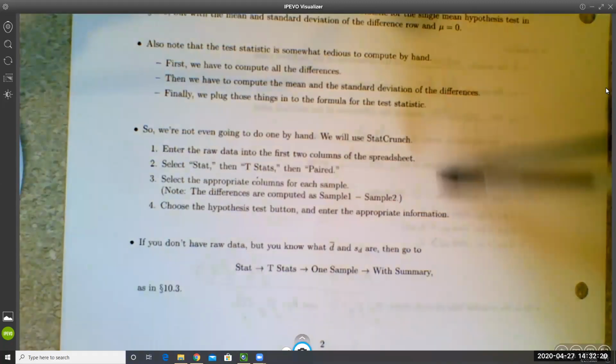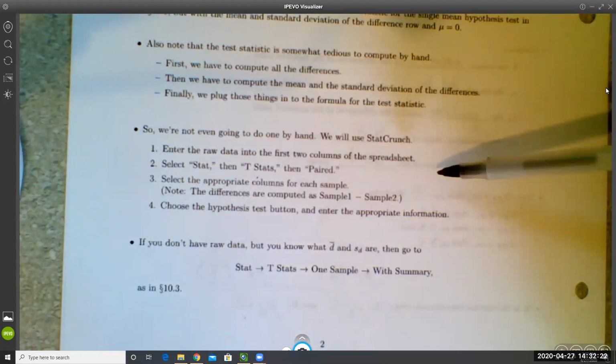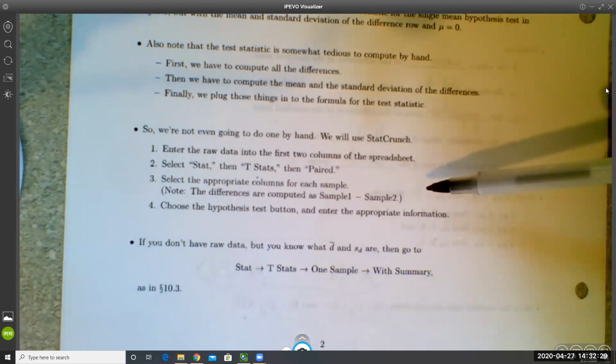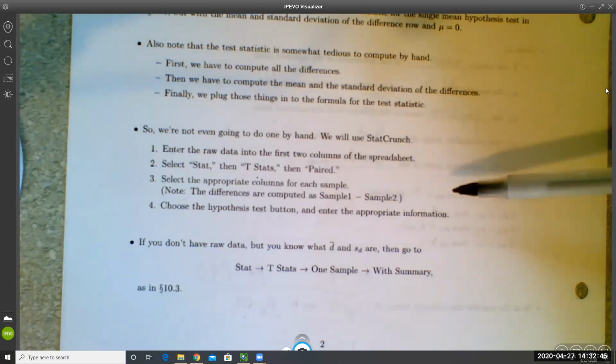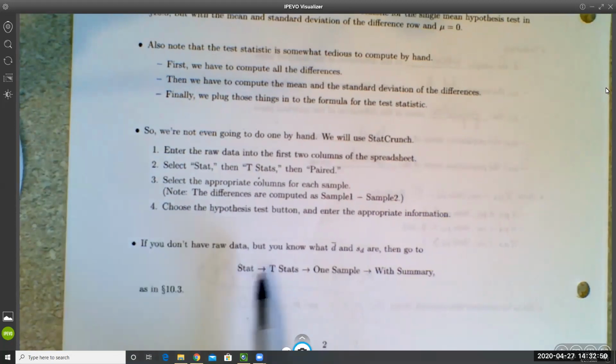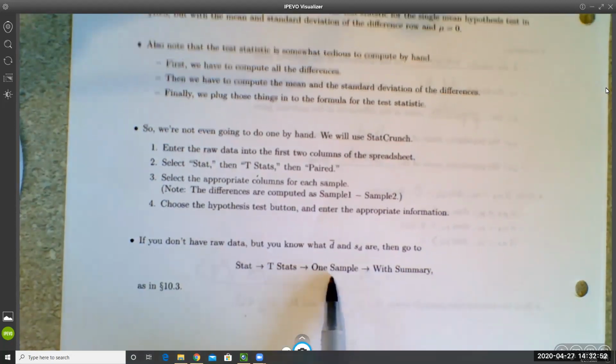This is how we would do it in StatCrunch if we were given the raw data. 99% of the time, that's what you're given. But you will have at least one homework problem that I can think of where you're not given the raw data. In that case, it's important for you to understand what I said a second ago, that what we're doing here is running a single hypothesis test on one mean. So to do that, remember that you go to Stat, T Stats, One Sample, and then With Summary.